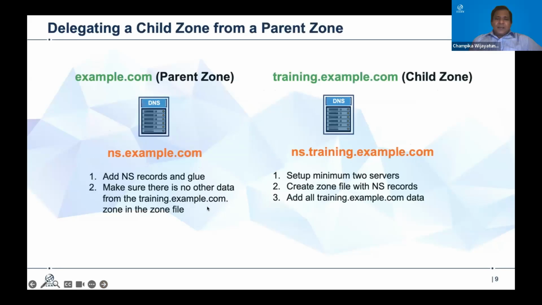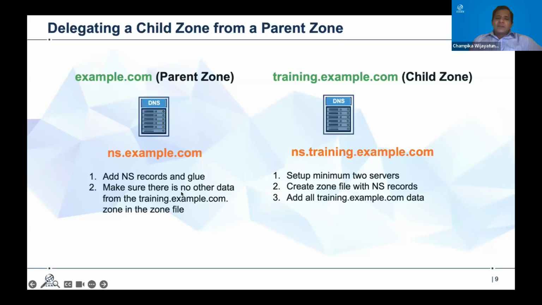Now, to summarize what we discussed, we have a parent zone and a child zone. The parent zone is example.com and the child zone is training.example.com. And this is the parent name server, ns.example.com, and say the child name server is ns.training.example.com. So in the parent name server, in the zone file, the parent has to add the NS records given by the child and their IP addresses, the glue records.